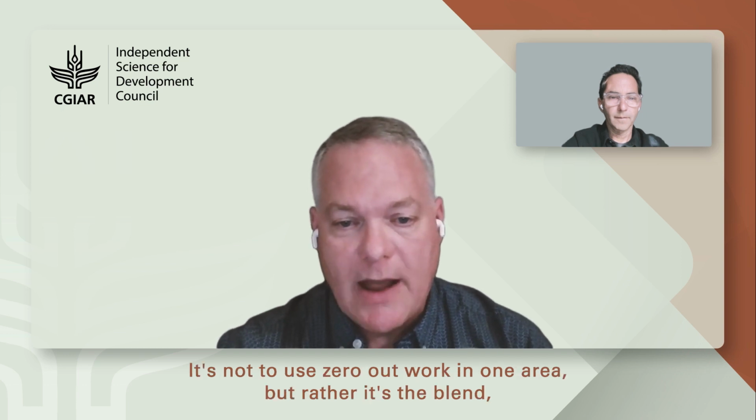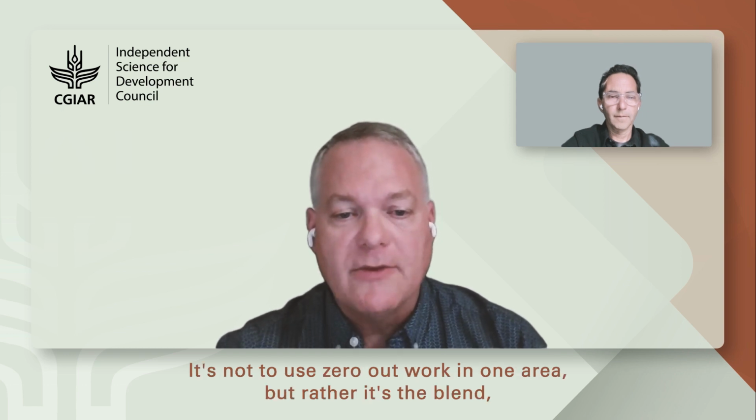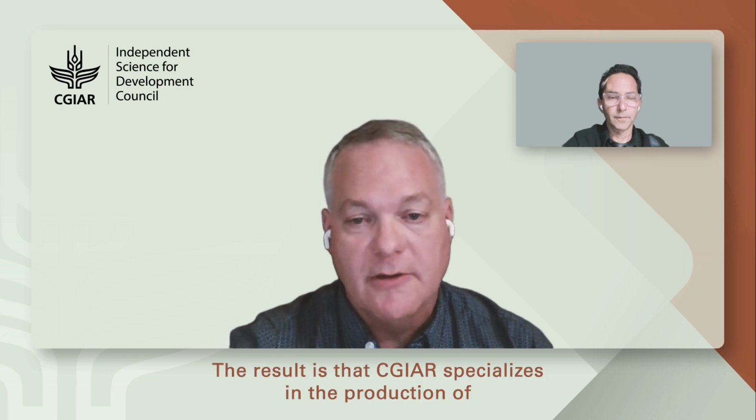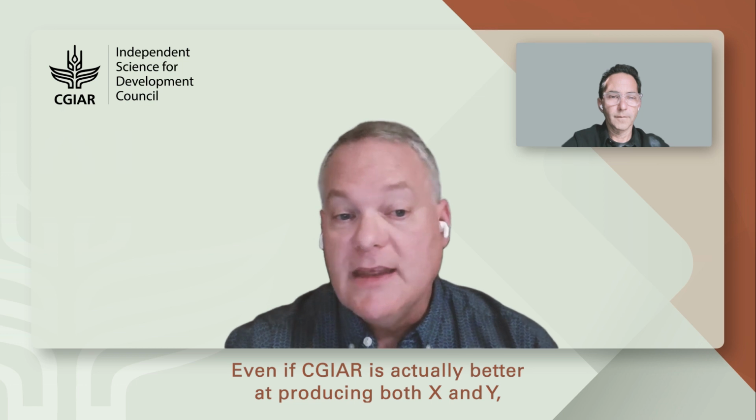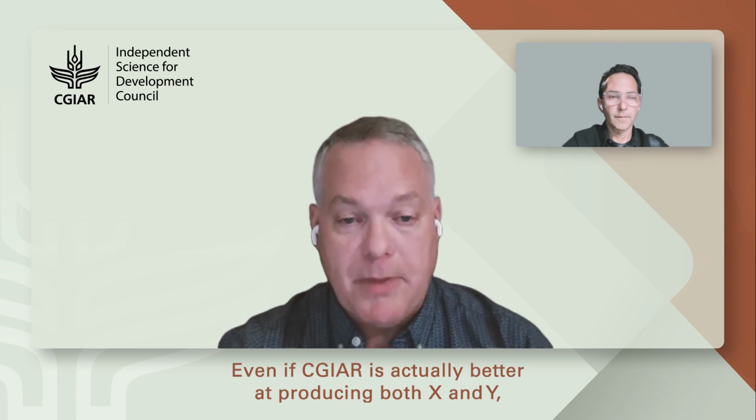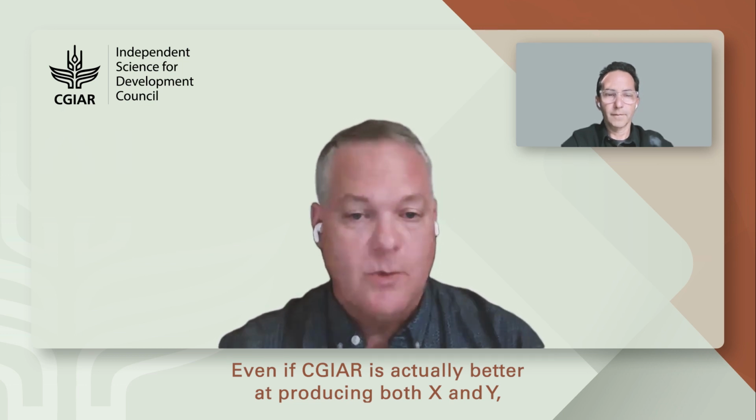It's not that you zero out work in one area, but rather that the portfolio blend varies according to comparative advantage. The result is that CGIAR specializes in the production of, in this case, X, the thing that we in CGIAR do relatively well, and the other organization specializes somewhat in the production of the other task, Y. Even if CGIAR is actually better at producing both X and Y.